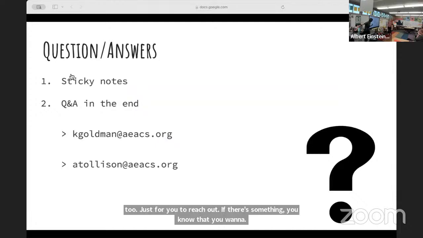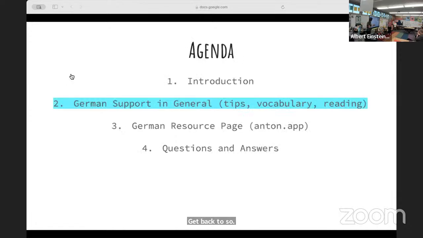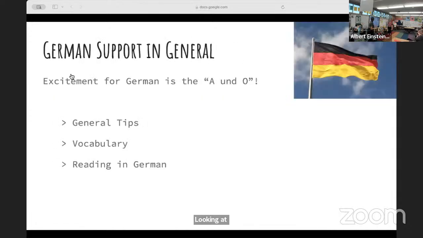So looking at German support in general, we'll give you some general tips. We talk a little bit about the vocabulary learning, and then we have some emphasis on the reading in German. I believe most of you are parents of younger students, right? Kinder and first, yeah. So that's going to be more interesting for the younger grades when we talk about the reading.